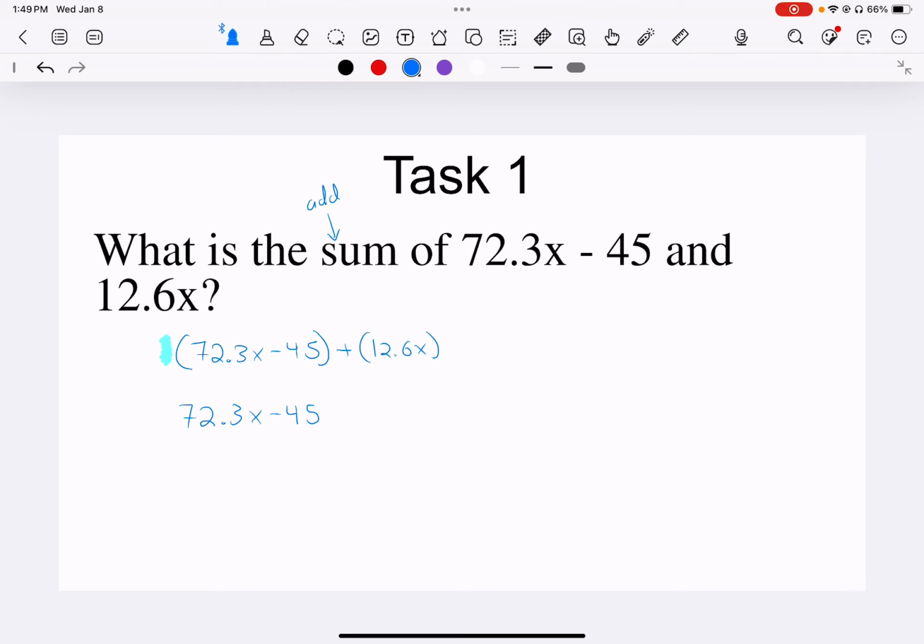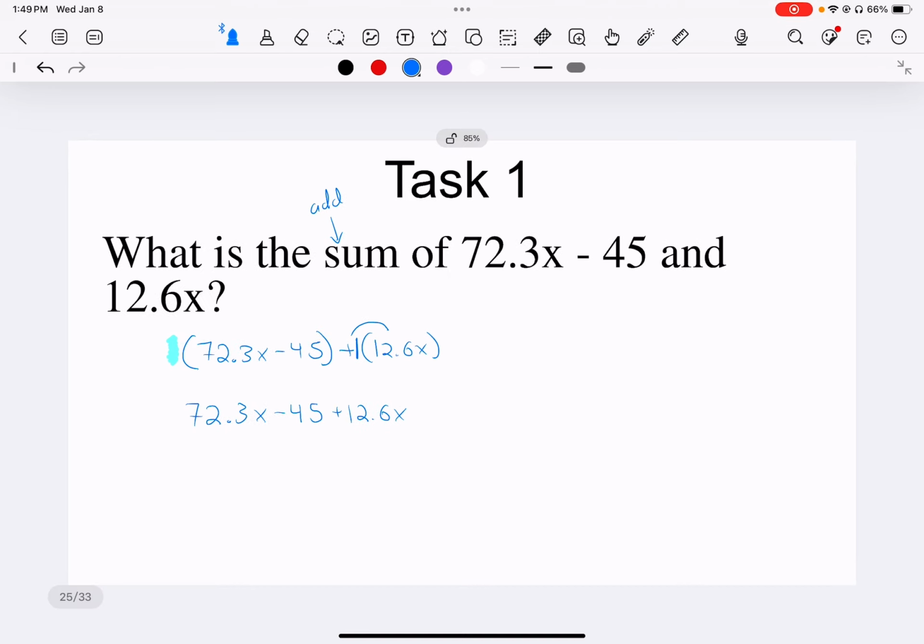This plus sign in front of the other parentheses, we would look at that as an imaginary positive 1. So I could distribute my positive 1 to get 12.6x. Now I can combine my like terms. 72.3x and a positive 12.6x. When I combine those, I have 84.9x, and then this minus 45 doesn't have any like terms, so that's just going to come down as minus 45.